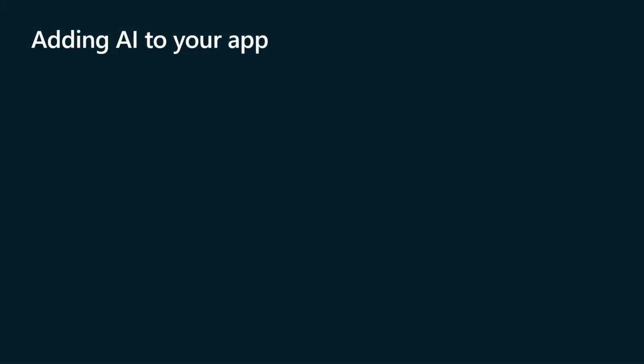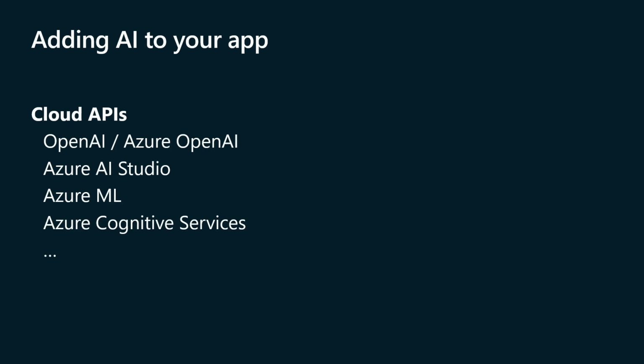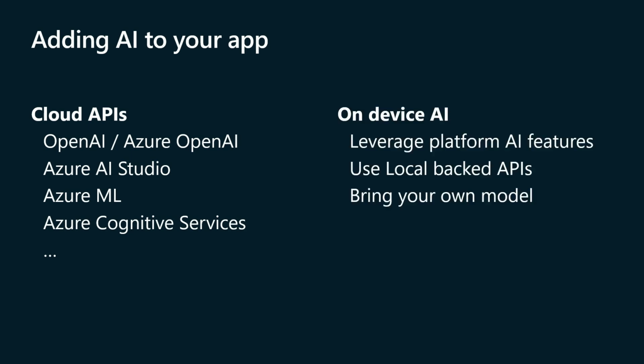Now, there are many ways to add AI to your application. You might be familiar with all the APIs online. You can use things like OpenAI and Azure OpenAI, or Azure has many different tools for making models or for fine-tuning models and making them available as APIs. But in this session, we're going to show you everything running locally.